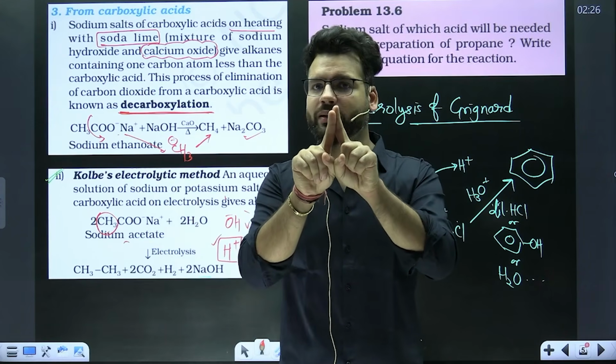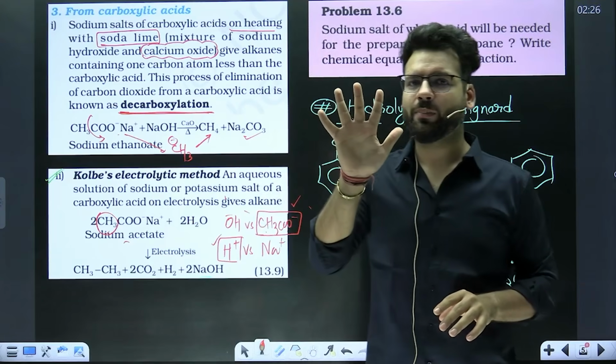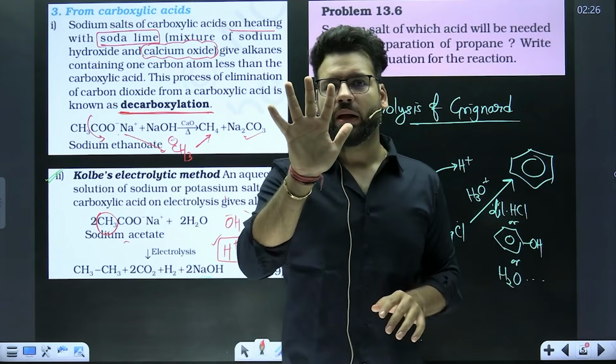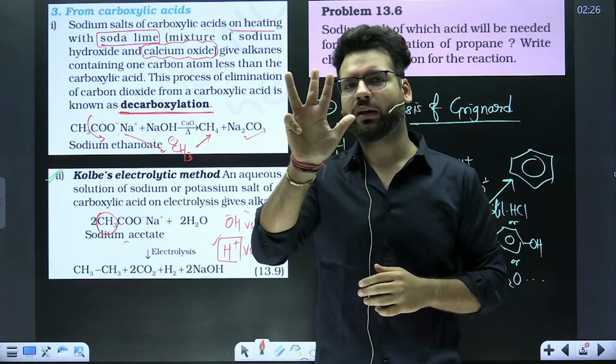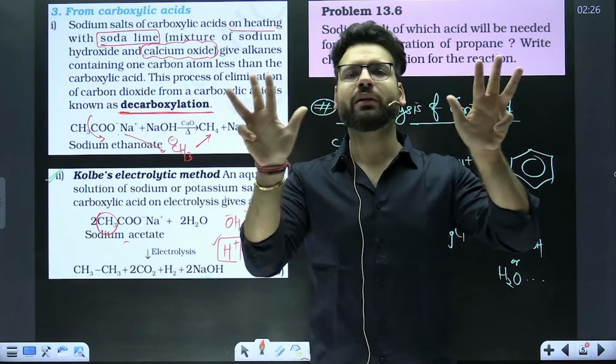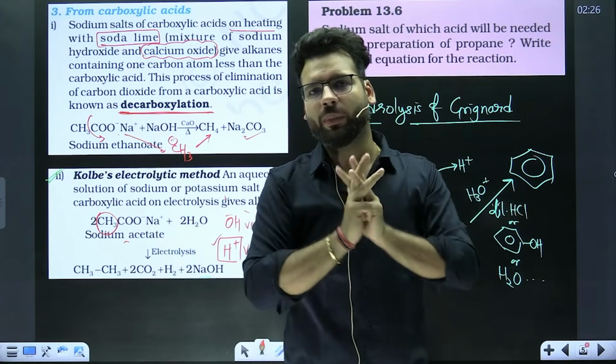Okay, another example. If I start with a 5 carbon compound, like pentanoic acid. Pentanoic acid has 5 carbons. 1 CO2 will go out. Remaining is a butyl group. Butyl will couple up, so it will give you an 8 carbon compound, not a 10.